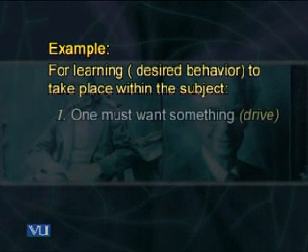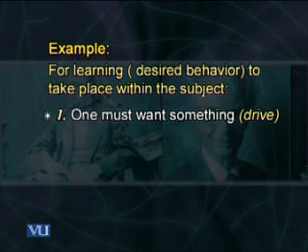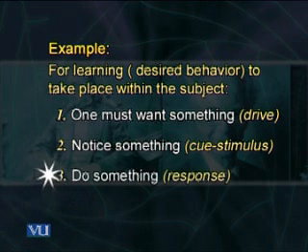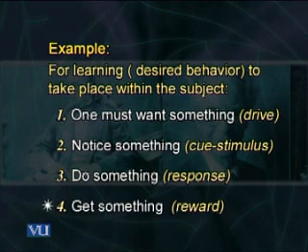Number one, there should be a drive, that is, one must want something to happen. Number two, one must notice that something is happening, that is, cue should be there. Number three, one should do something, that is, respond to it, show reaction to it. And number four, get something when the behavior is performed, that is, be rewarded.